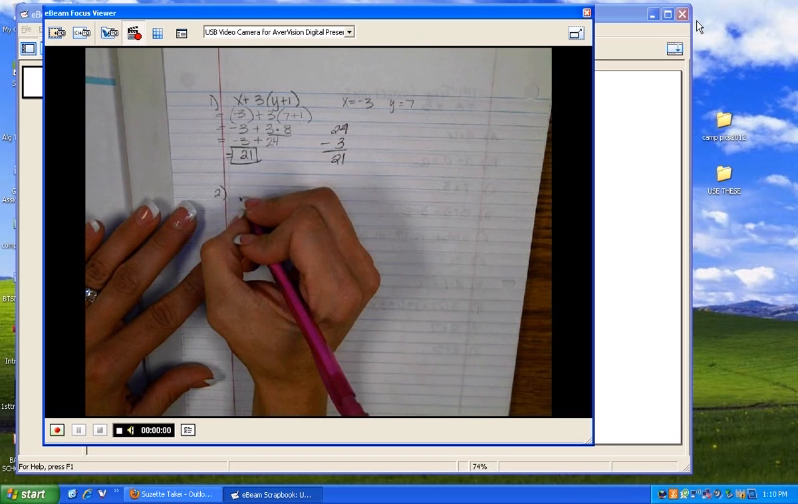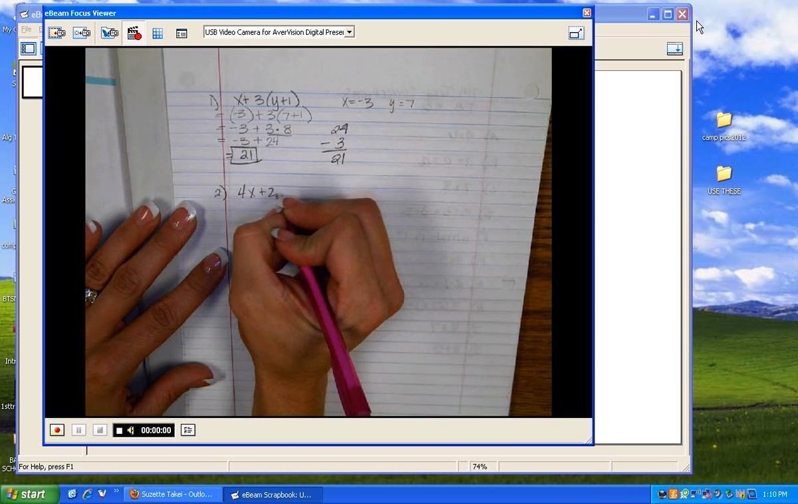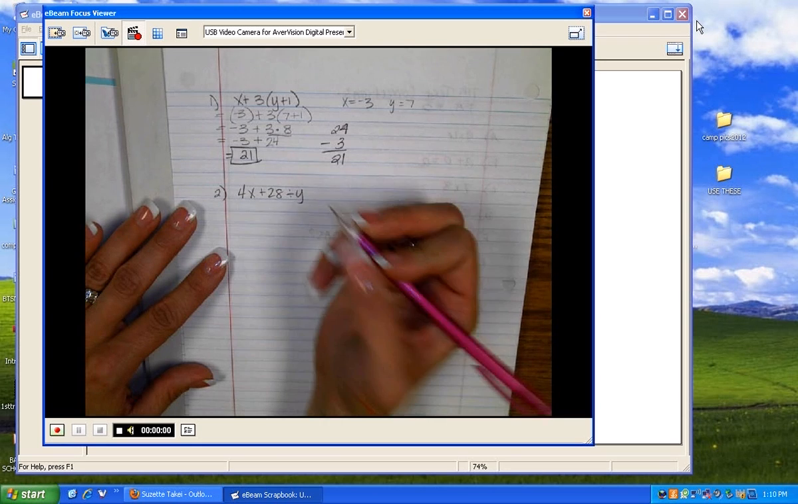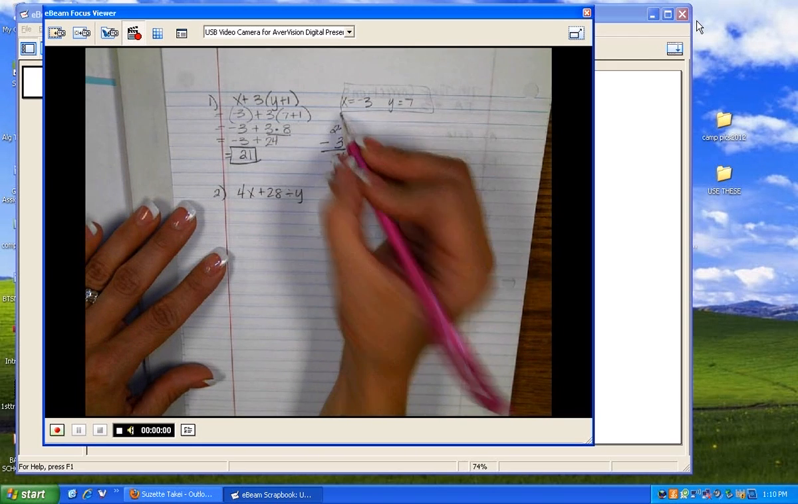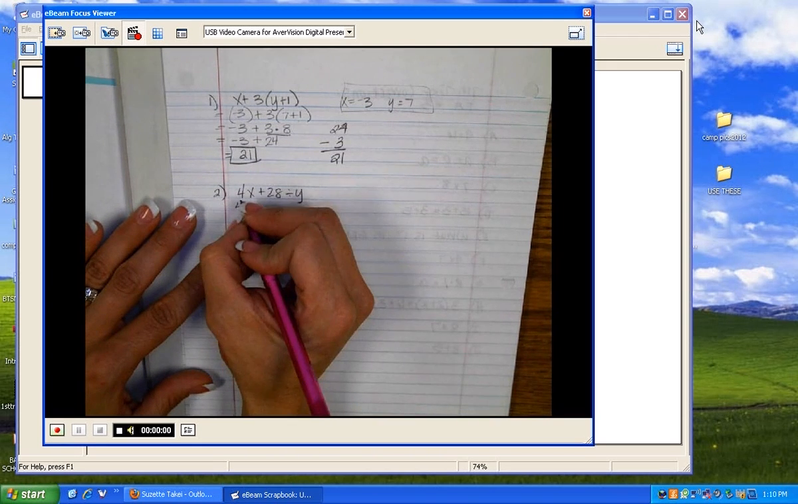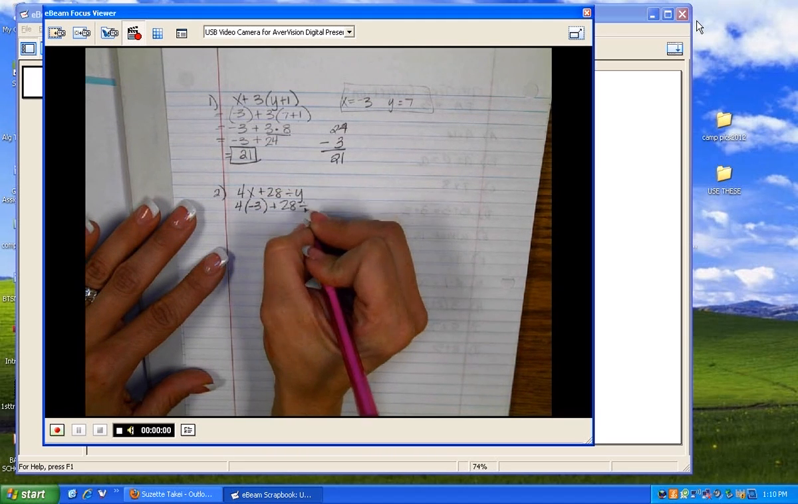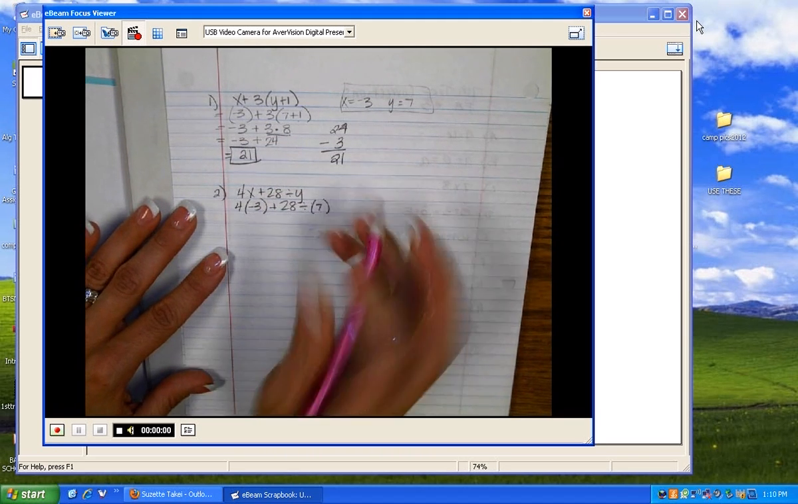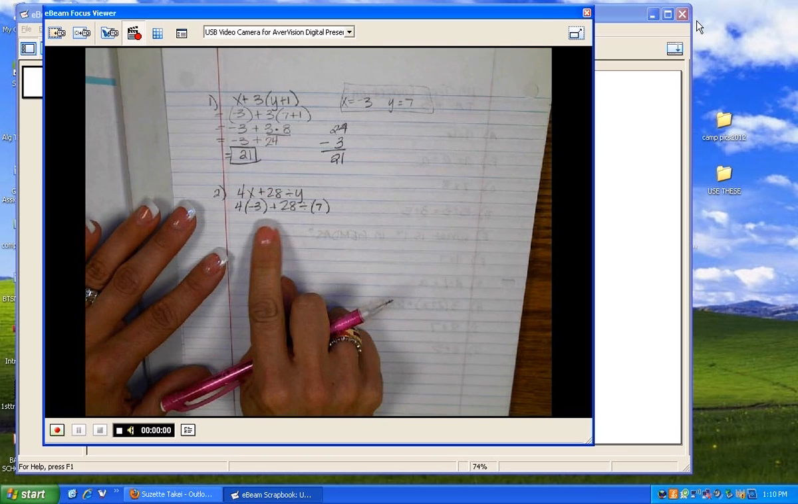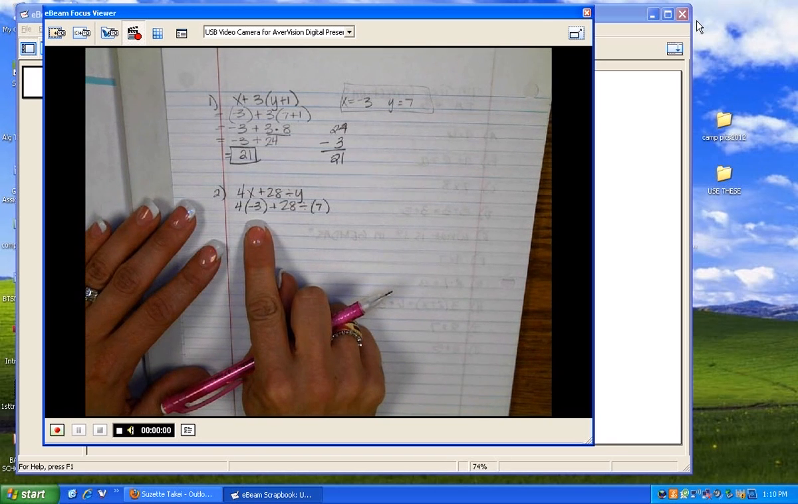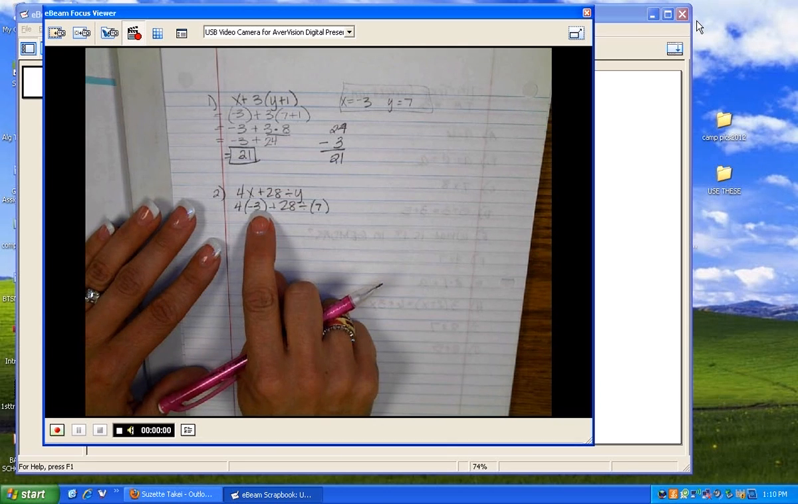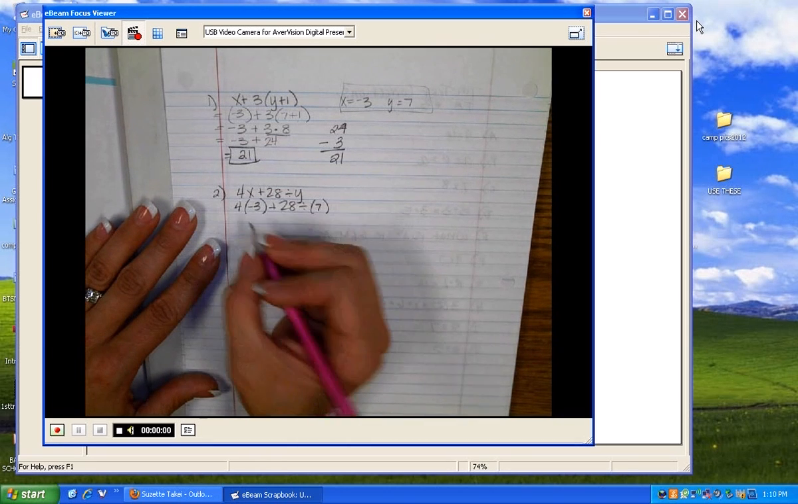Number 2 is 4x plus 28 divided by y, and I'm using these same values again. So I'm going to plug them in: 4 times the quantity of negative 3 plus 28 divided by y, and y is 7. Now notice I'm dropping them in with parentheses. That's good format because later we're going to have other negative numbers like this one, and you need to make sure you have it in parentheses. So now we do our math.